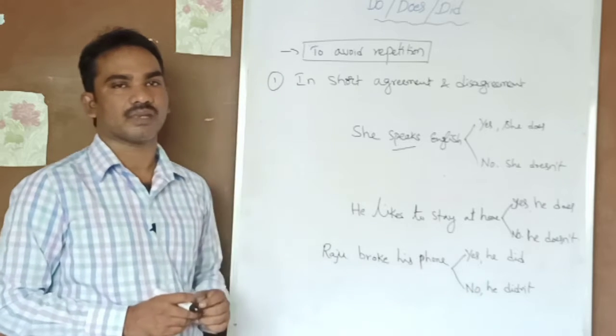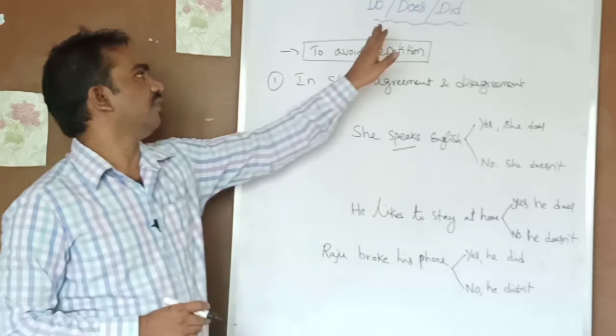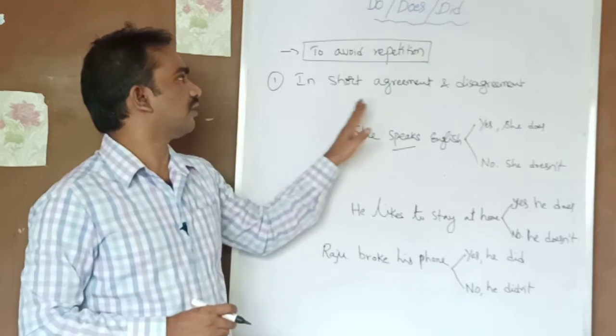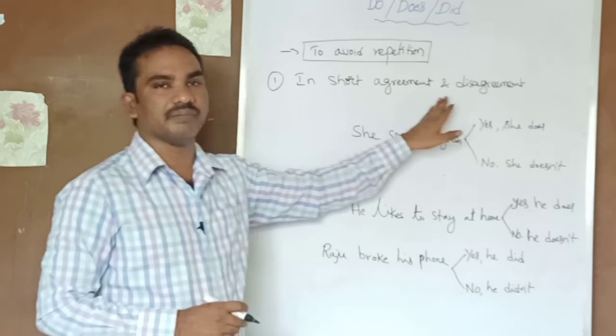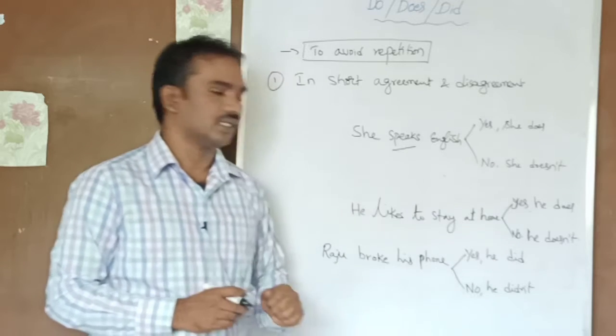Right? So this is the simple way. You guys remember we use do, does, did to avoid repetition in short agreement and disagreement, and simply if you say like this, that's enough.